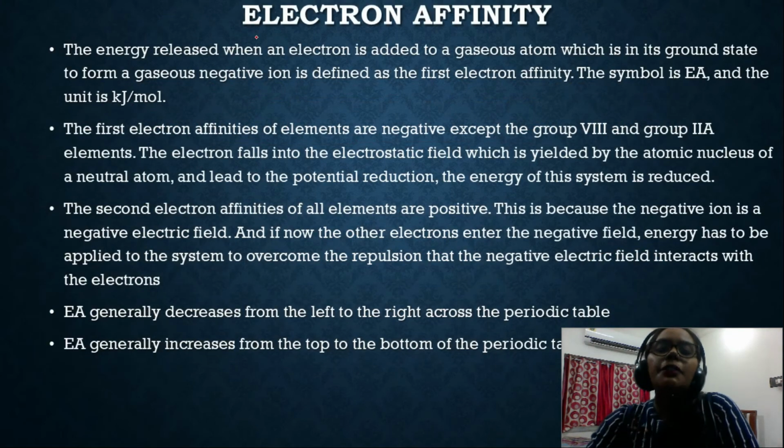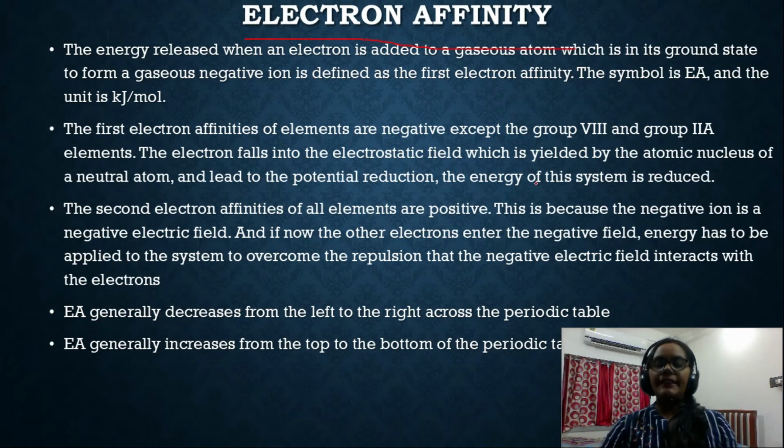Okay, next we will discuss electron affinity. Electron affinity is generally the opposite of ionization energy. That means if we want to add one more electron in the outermost orbital, some energy will be released. That minimum energy release is called electron affinity.